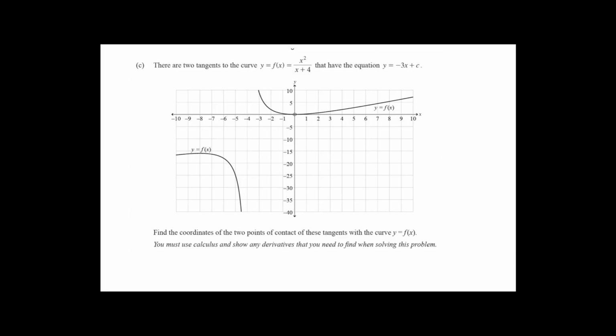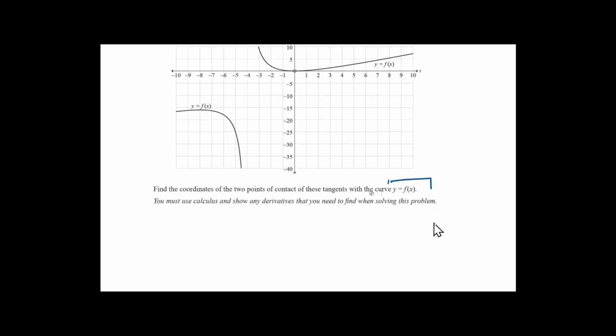We have a really, really interesting question. We're told that there are two tangents to this curve. So this is a separated curve, f of x, and here it is here, that have the equation y equals negative 3x plus c. The only thing you really need to know from this is that the gradient of this is negative 3. Right? So then it says find the coordinates of the 2 points of contact these tangents have with the curve. So in other words, you want to differentiate this and find where the gradient is negative 3.